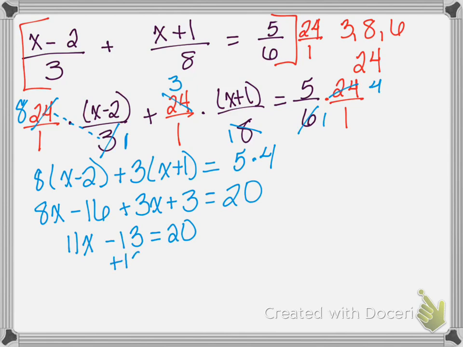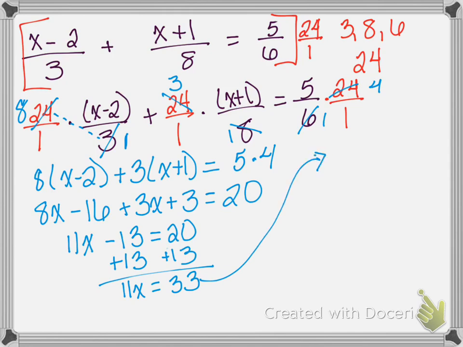I add 13 to both sides. And I'm left with 11x equals 33. Okay, I divide both sides by 11. My answer there is x equals 3. X equals 3. Okay? This step right here to this step right here, that's where sometimes students get lost.